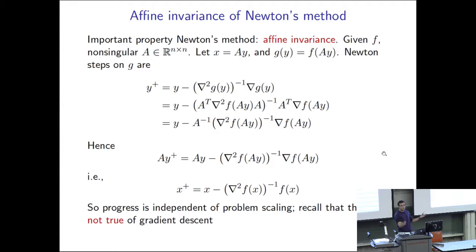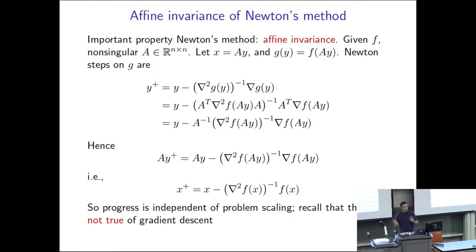And now you can just recognize that every appearance of AY I can replace with x, and every appearance of AY plus I can replace with x plus. That gives me exactly the Newton update on F. So that means that in practice, whenever we apply Newton's method, it's completely independent of the coordinate system. Its progress is independent of the coordinate system we're working in.